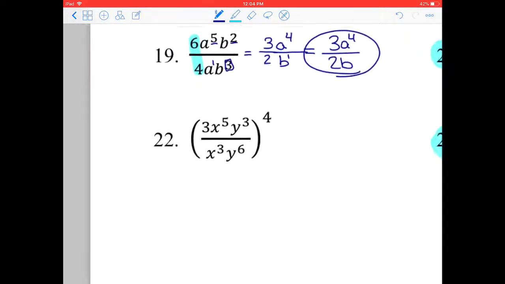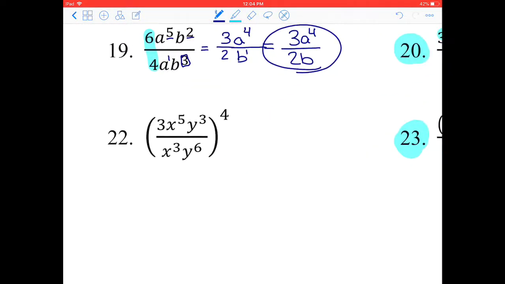Okay. 22 is not highlighted, so I'm going to skip it. See how you do with that on your own. My suggestion would be to do the quotient first. So subtract your exponents. Watch, I'm going to end up doing it. 3x squared over y cubed.